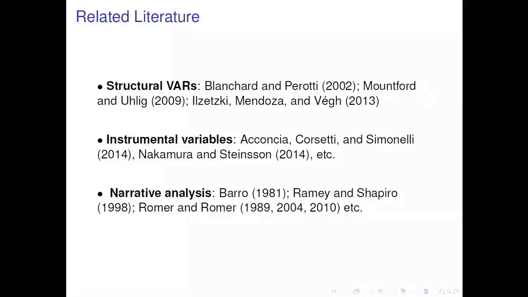And the final bit is narrative analysis. So this is another important contribution of this paper and a bunch of these papers, is that we are trying to motivate another strand or another way of identifying exogenous variation, and that is through narrative analysis. Some seminal papers are by Barro, Ramey and Shapiro, Romer and Romer. What's the idea? The idea is quite simple.